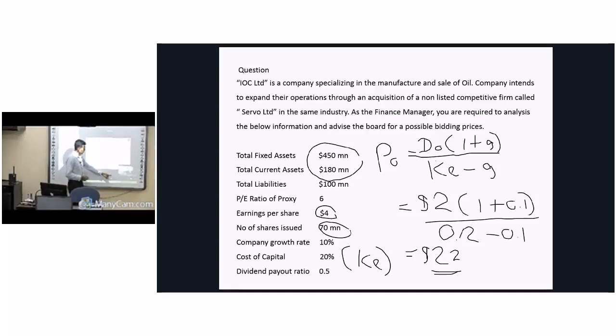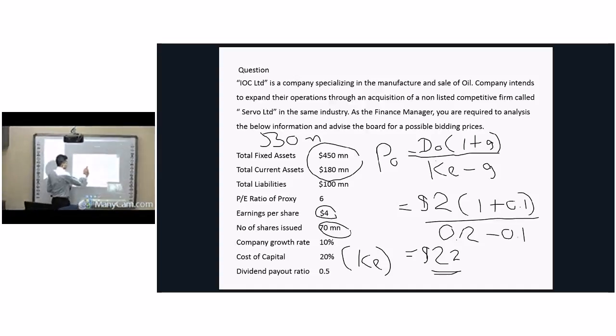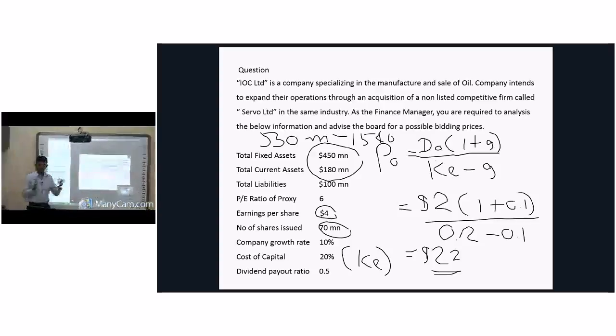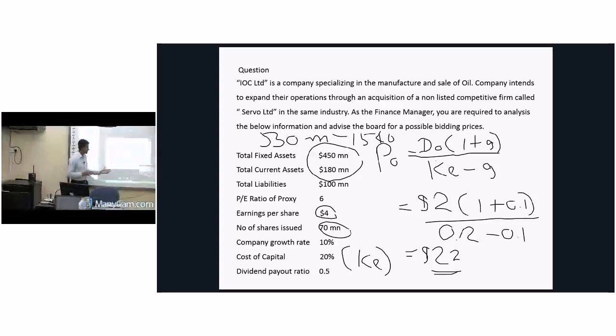So basically that's about the two approaches. We have applied this information and arrived at the two bidding prices. So we can conclude that when you are going to advise the board, your negotiation starts from 530 and the maximum value should be 1540, your bidding values. However, these are the weaknesses of this approach and these are the weaknesses of the asset approach. You need to mention that as well.